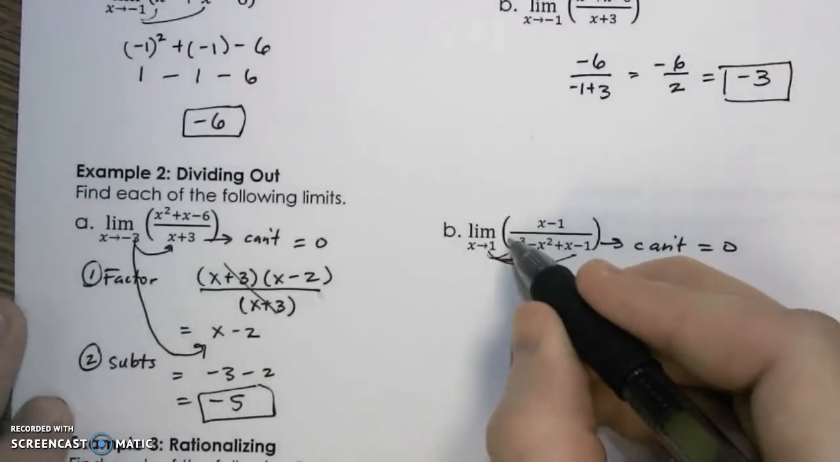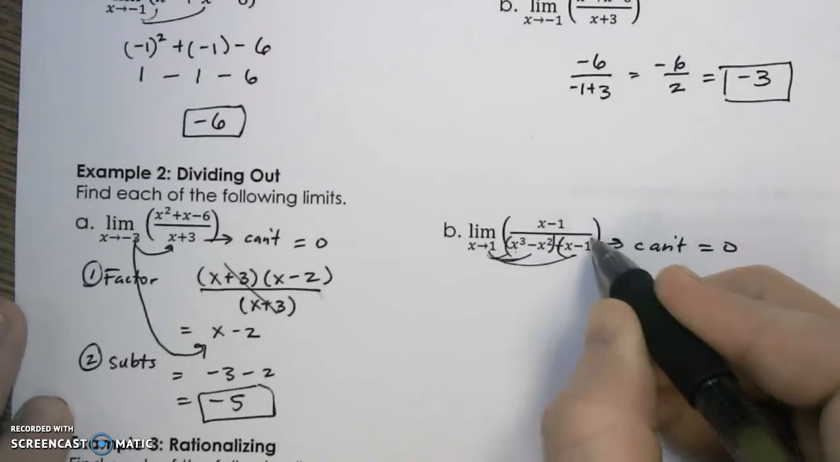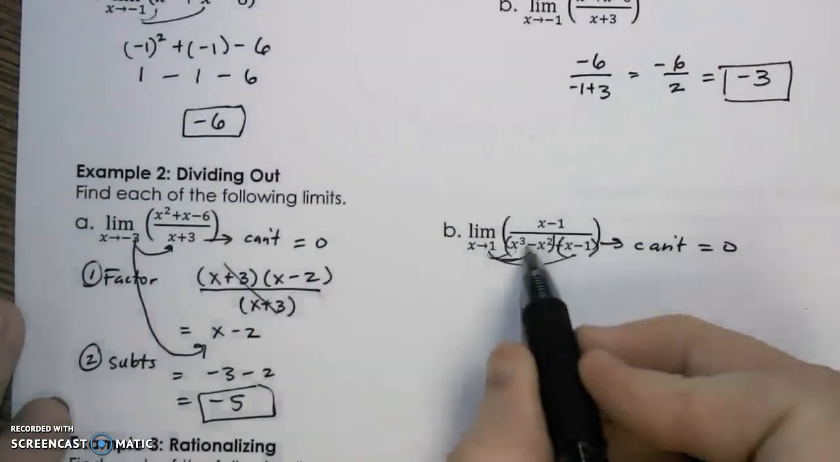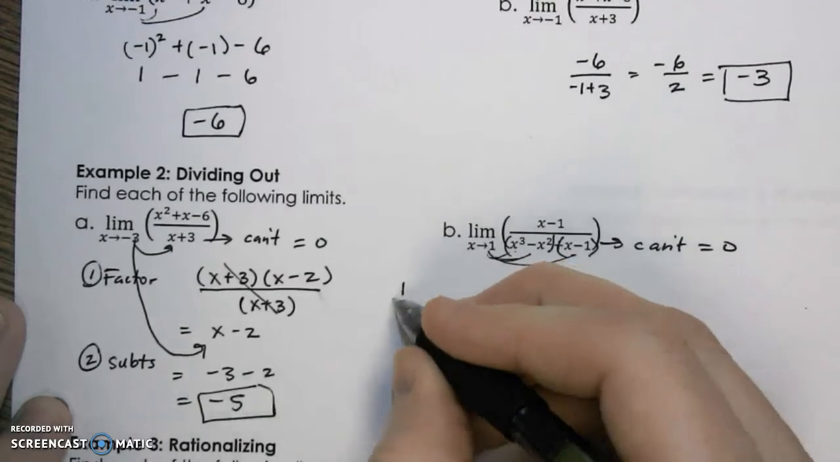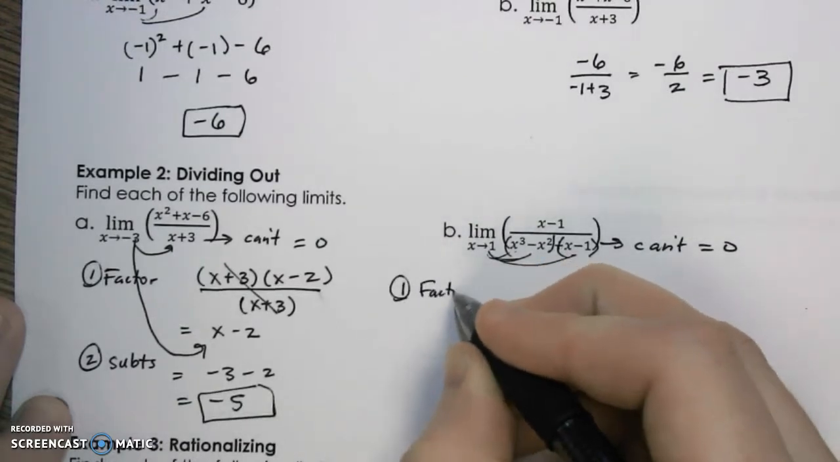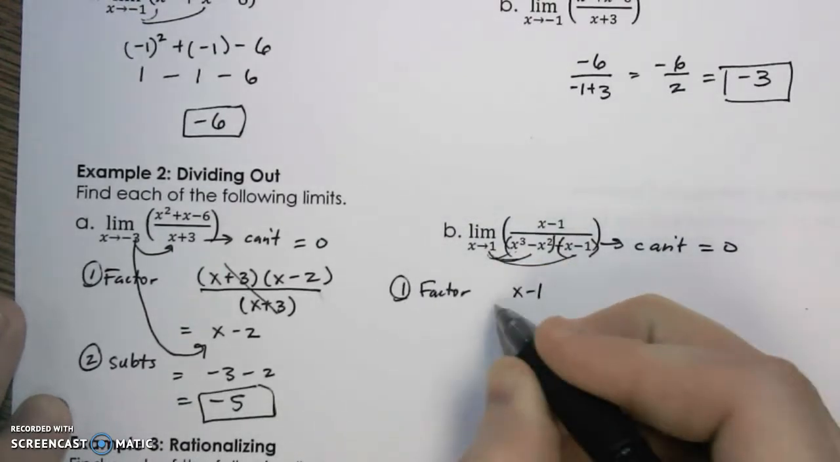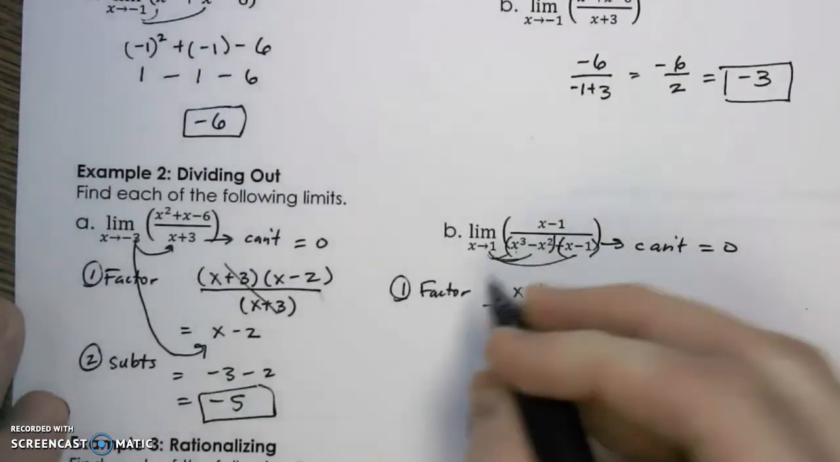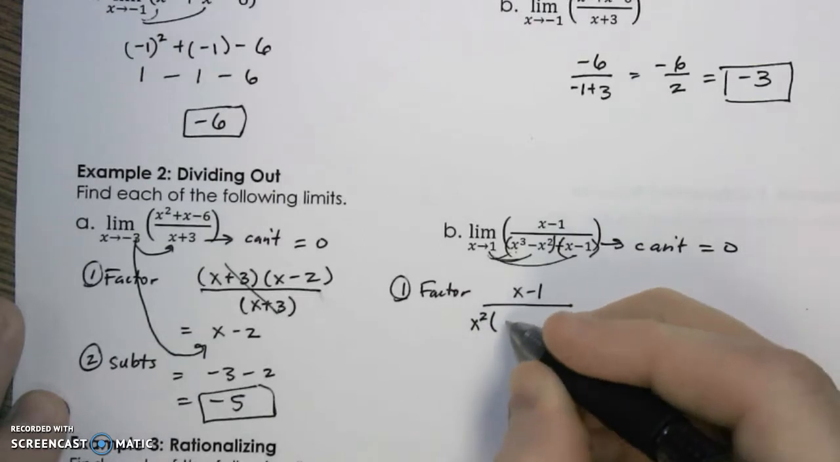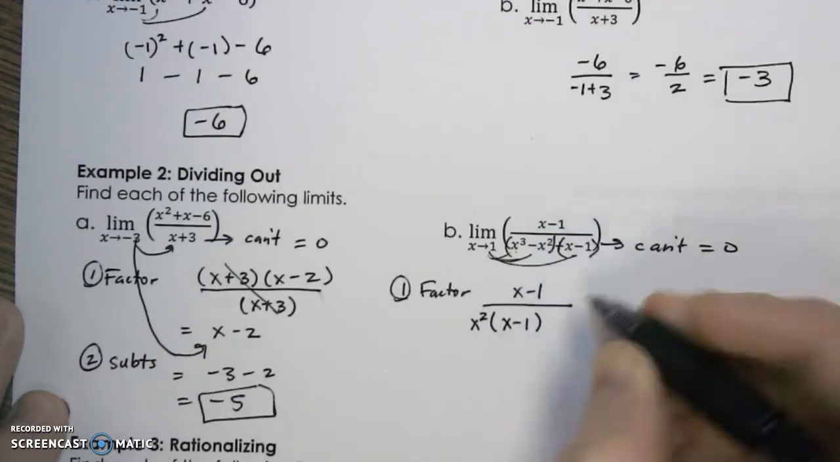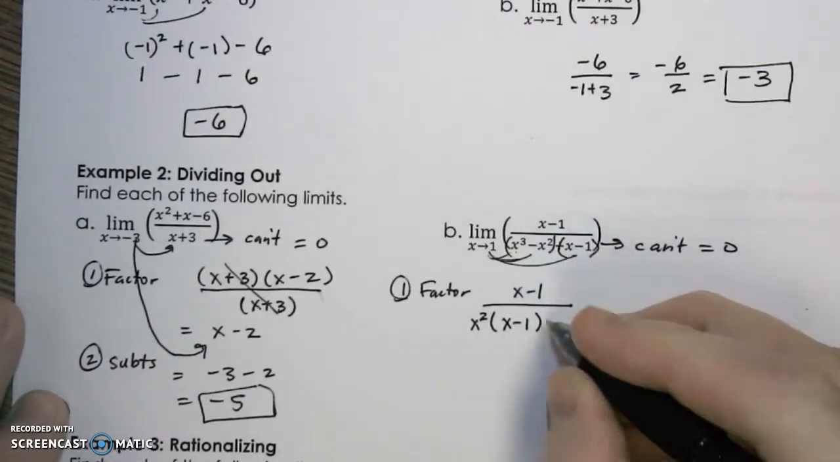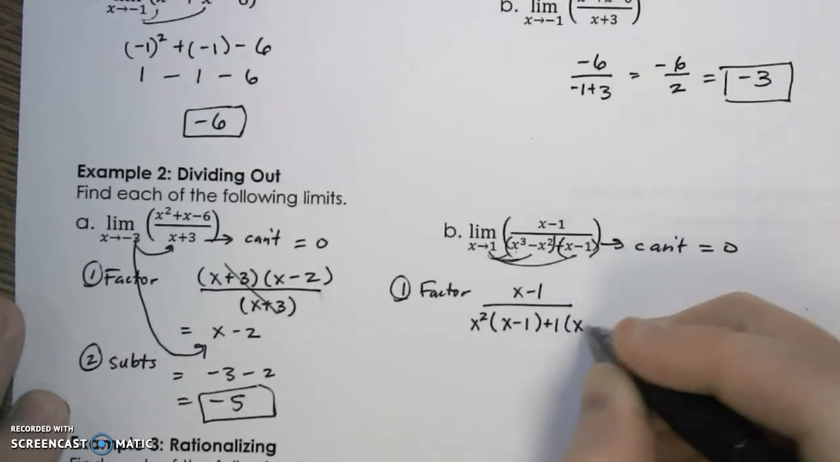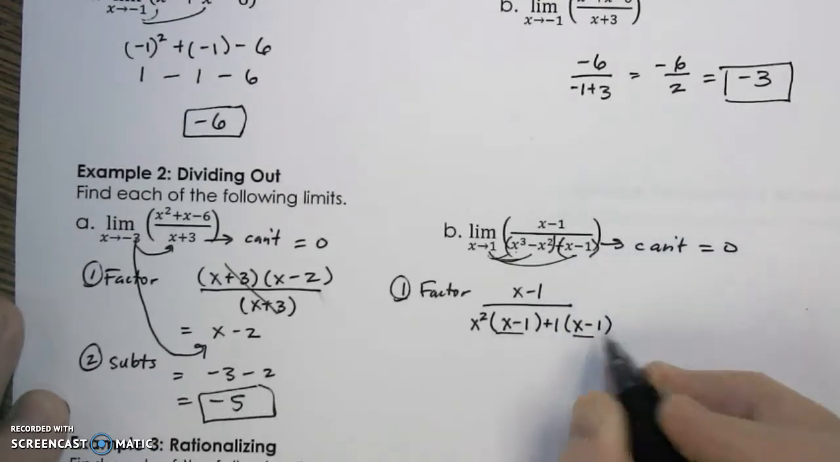So we're going to try factoring this one. I'm going to factor this by grouping. So I'm going to group the first two, group the second two, and we're going to take out our greatest common factors. So on top I've got x minus 1. On the bottom, if I take an x squared out of these first two terms, then that would leave me with x minus 1. If I take a 1 out of those two terms, that leaves me with x minus 1. Those factors match.